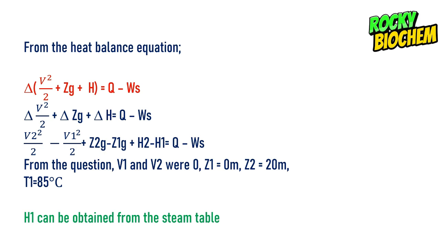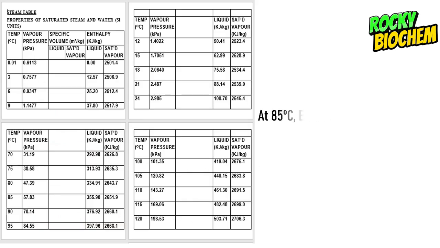We can get the H1 from the steam table by using the temperature that we have here. So the steam table is very helpful. When you are given a temperature and you don't know the corresponding enthalpy value, just pick the temperature, go to the steam table, and use it to look for the corresponding enthalpy. Likewise, when you have your enthalpy and you don't know the corresponding temperature, just pick the enthalpy value and take it to the steam table to look for the corresponding temperature value. So let's come to the steam table here.